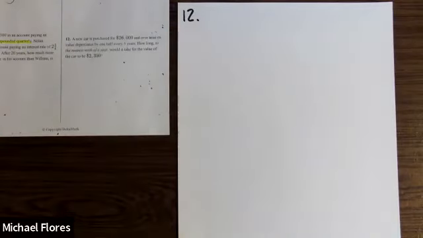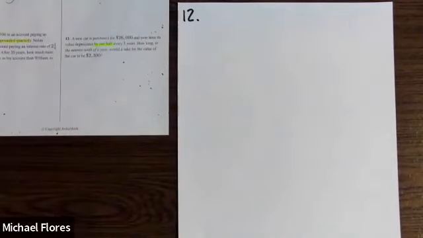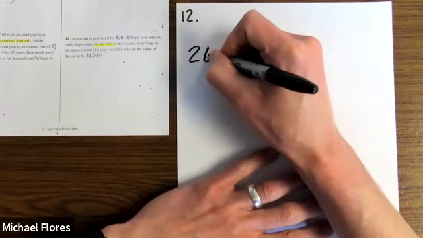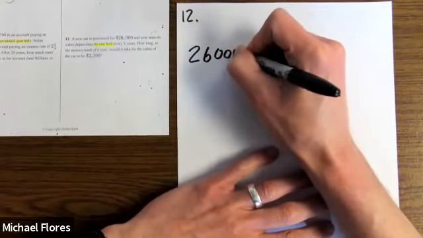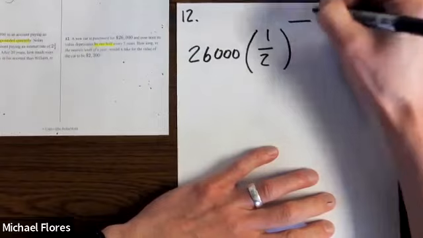Okay, a new car is purchased for $26,000. And over time, its value depreciates by 1/2. Keyword: half-life, every 5 years. How long, to the nearest 10th of a year, would it take for the value of the car to be $2,300? So we're solving for variable t here. The initial purchase price of the car times 1/2 raised to t. We're solving for t.